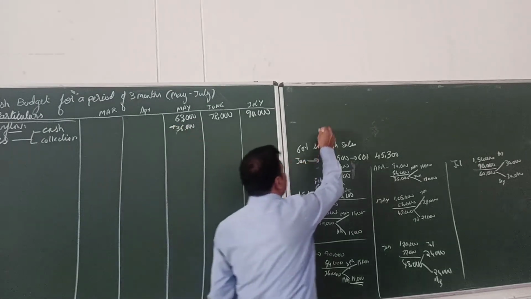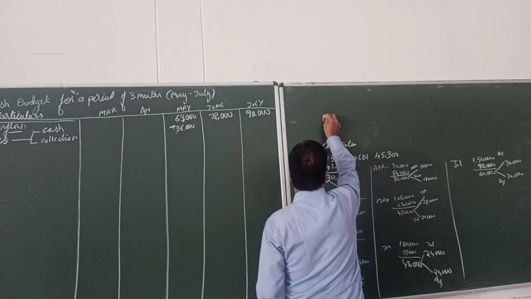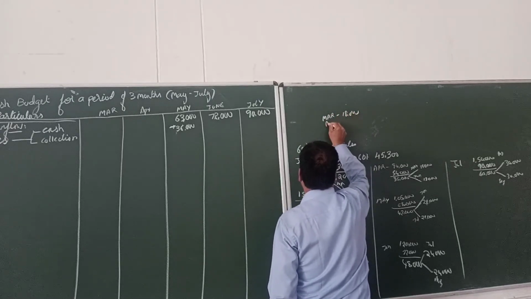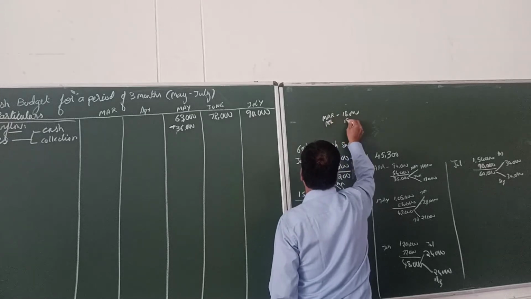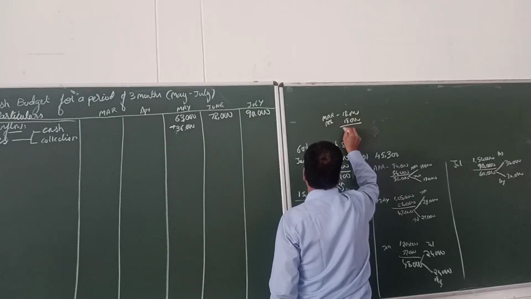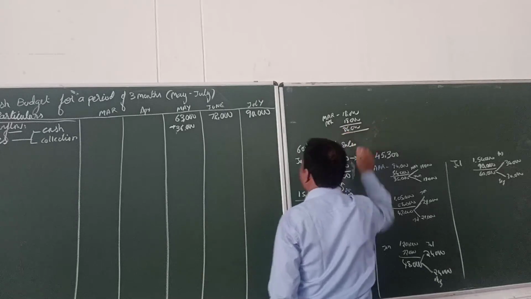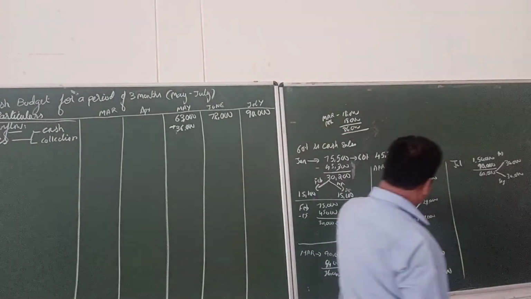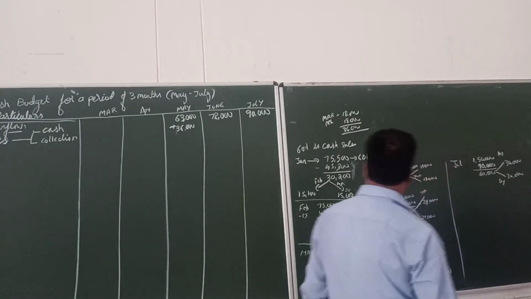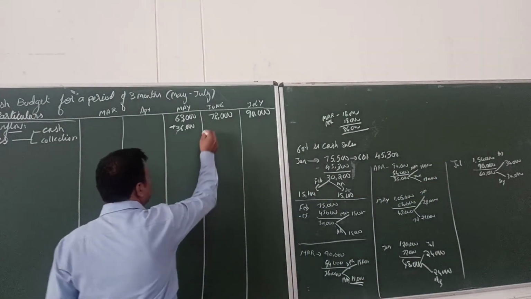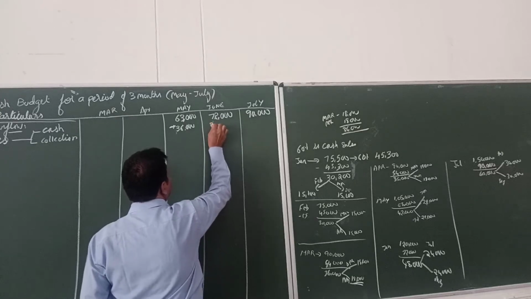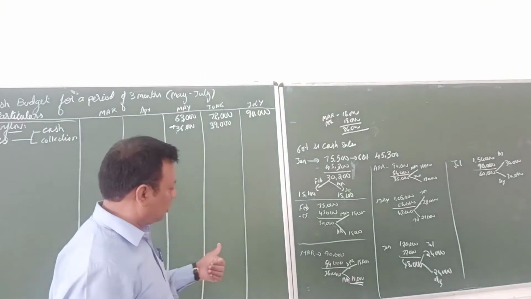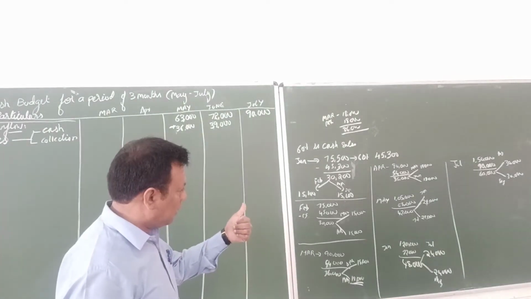How did we get this? March 18,000 and April 18,000. Total 36,000. In the month of June, June means again 18,000 and 21,000. How much does it come to? 39,000. So that is whatever collections we are going to make in the month of June.